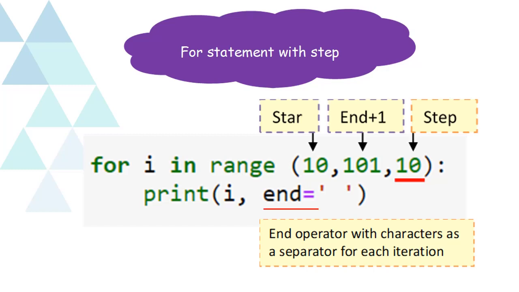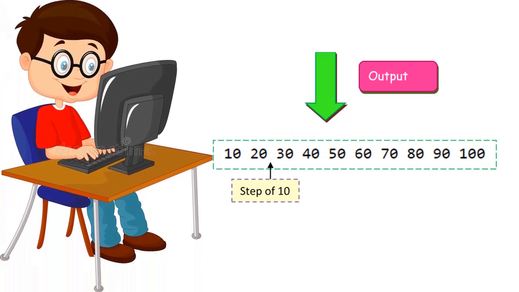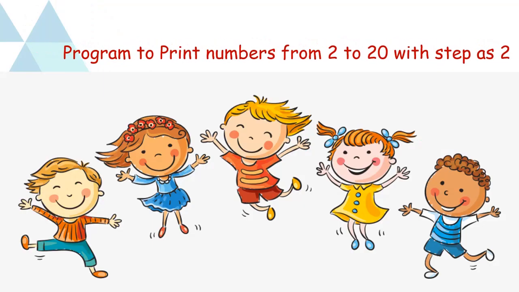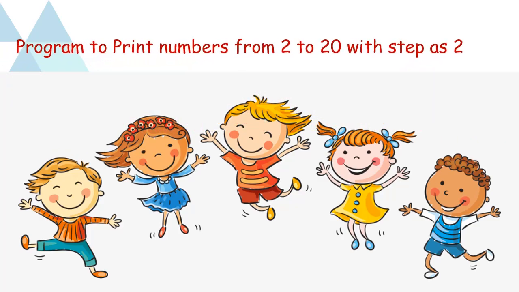So why are we using it? As we saw in the earlier program, when we iterate the for loop, all numbers get printed on the next line. If we want to print all numbers in a single row, we can separate them by a space character. Here you can see the output as 10 to 100 with step as 10, and each number is separated by a space character. Make your setup ready to print numbers from 2 to 20 with step as 2.